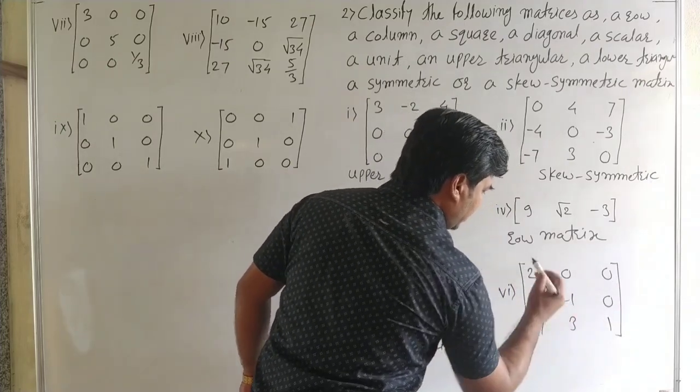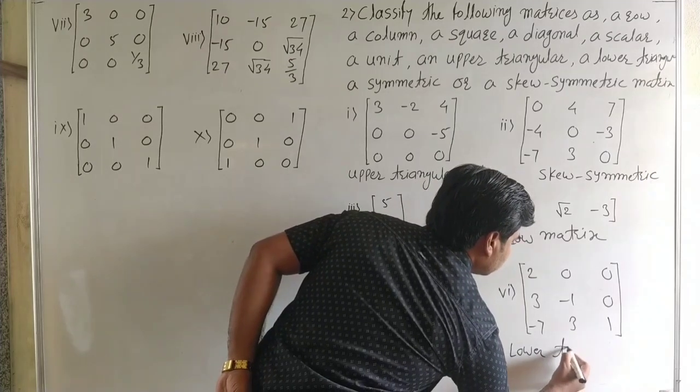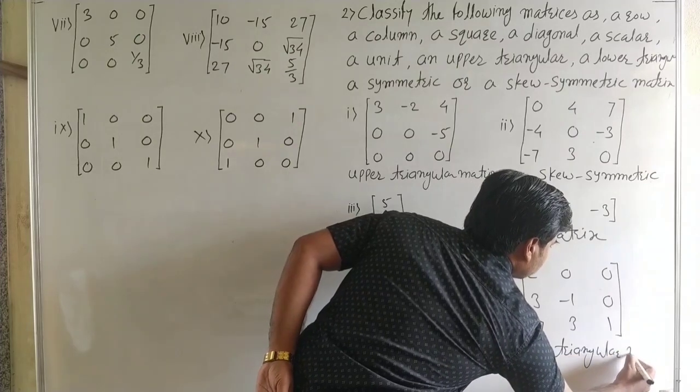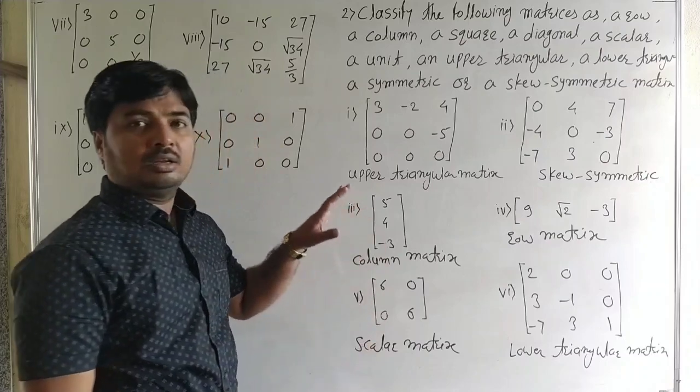Here it is a triangle. It is a lower triangular matrix.